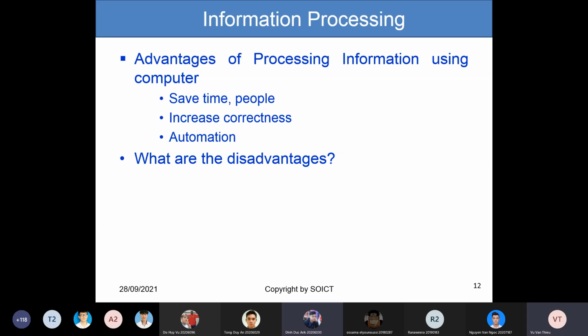Yeah, the last one, I think about the intelligence. Of course, we have AI, it means artificial intelligence of computer, but I think about the difference between intelligence of computer and human. For example, for some sensitive information, using a computer maybe is not as good as using a human, right? Okay, those are some disadvantages of processing information using computer.